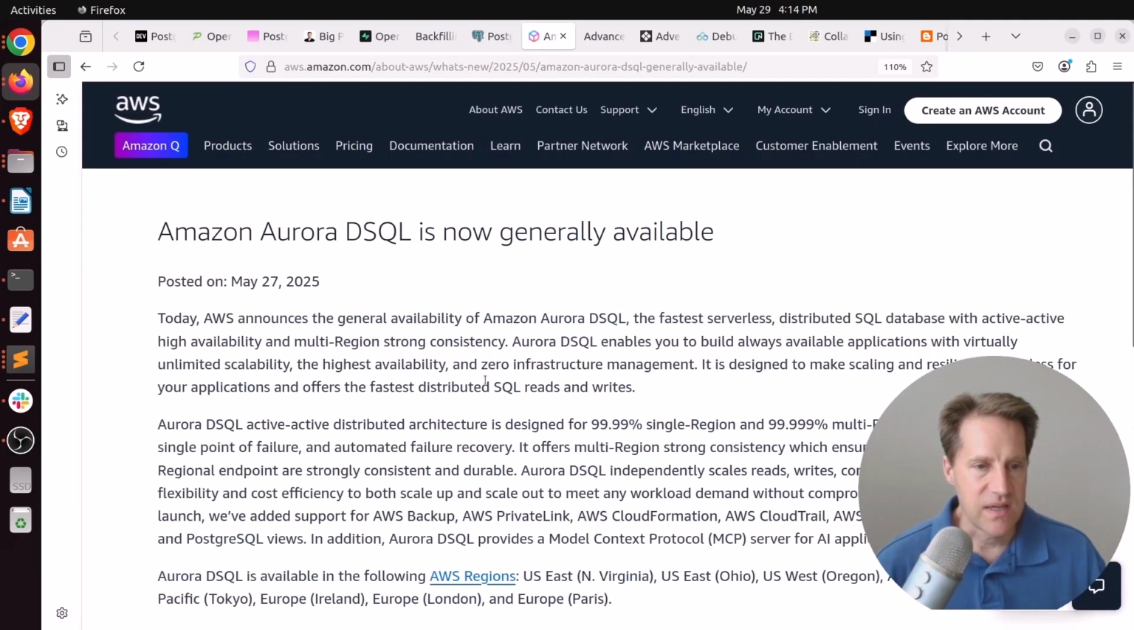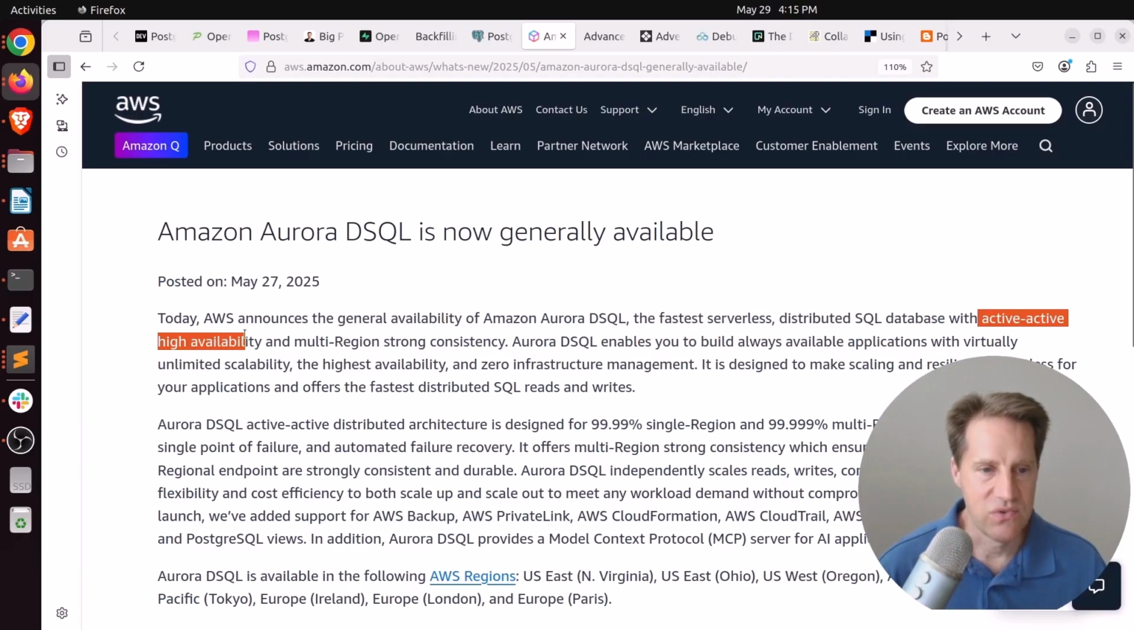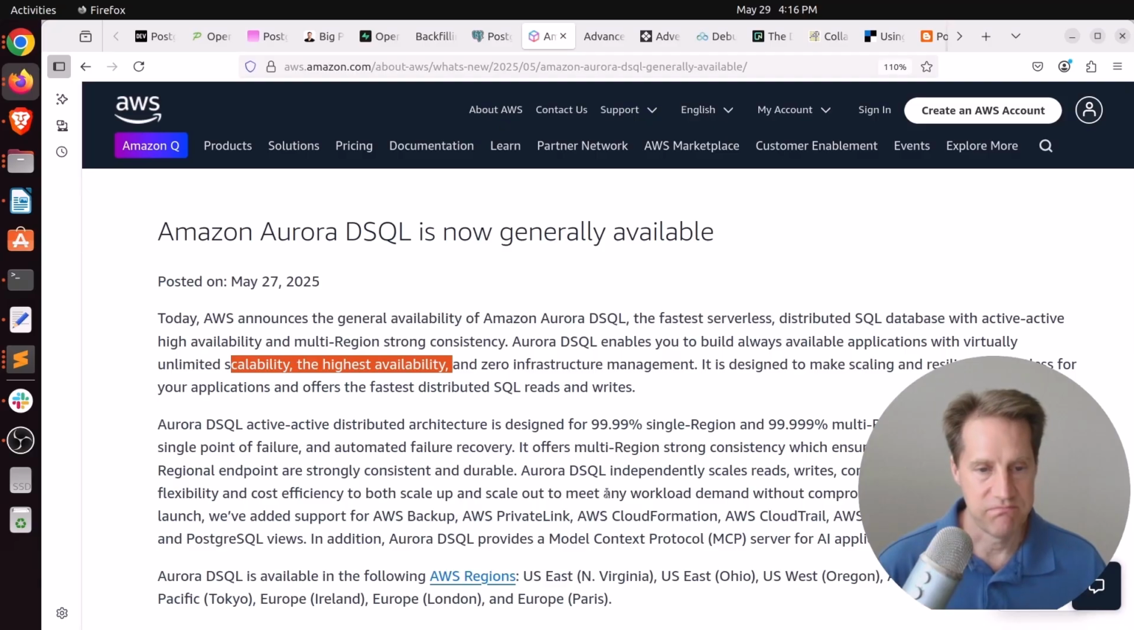And the last piece of content, Amazon Aurora DSQL is now generally available. This is from aws.amazon.com. So this is a distributed SQL database with active-active high availability and multi-region strong consistency. So from my understanding, I believe this is an eventually consistent database. So it's not perfect consistency, but they're saying it's strong. But it definitely gives you a lot of scalability and availability with that type of architecture. So feel free to check that out if you're interested.